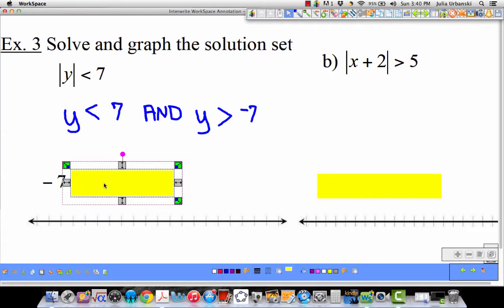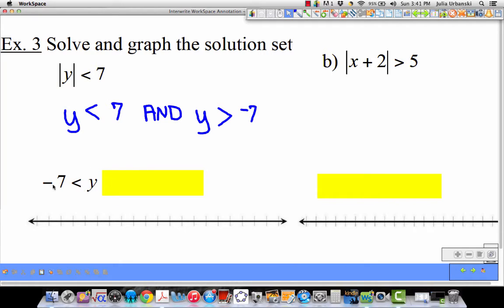Y is the greater one. So I'm going to put the y right here. Negative 7 is less than y. I just turned that one completely around. But at the same time, y is less than 7. So I can finish the statement with that.